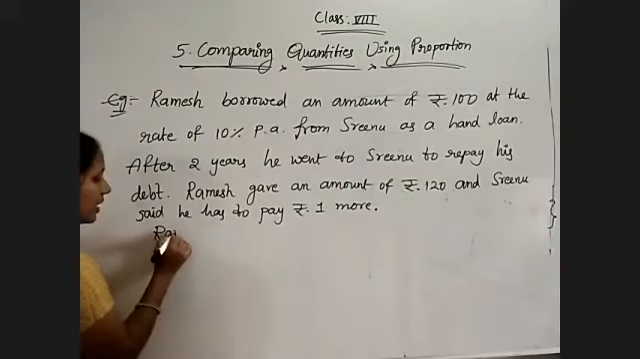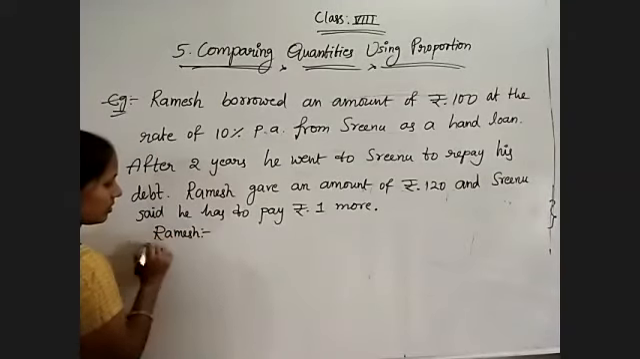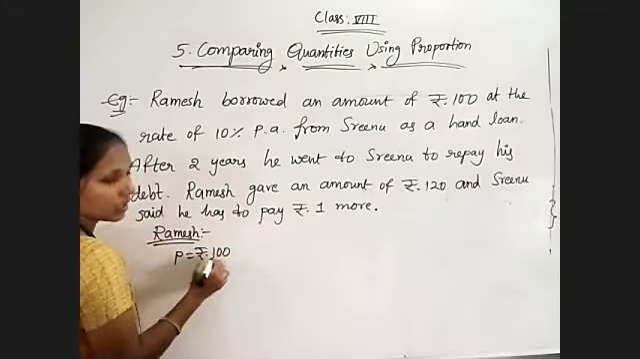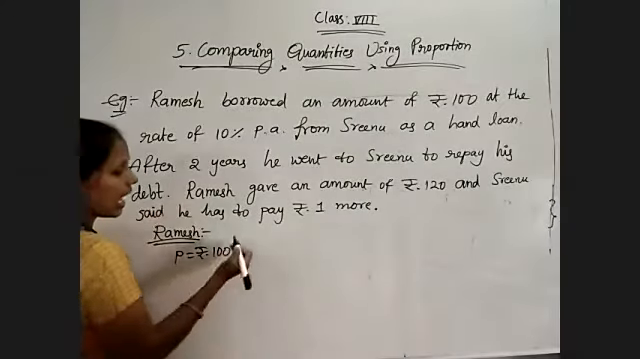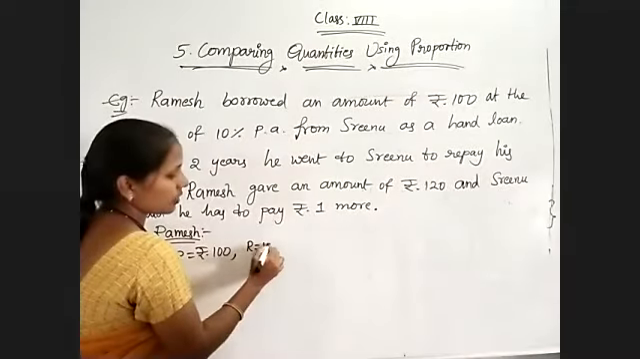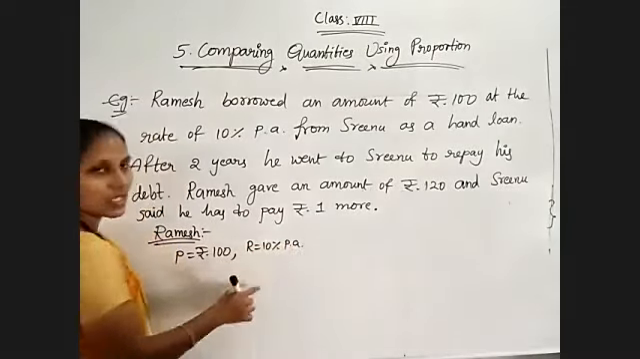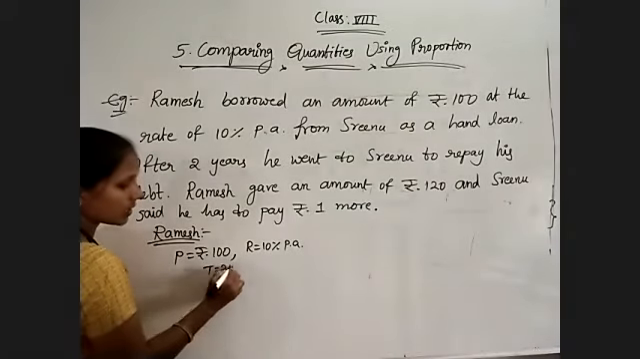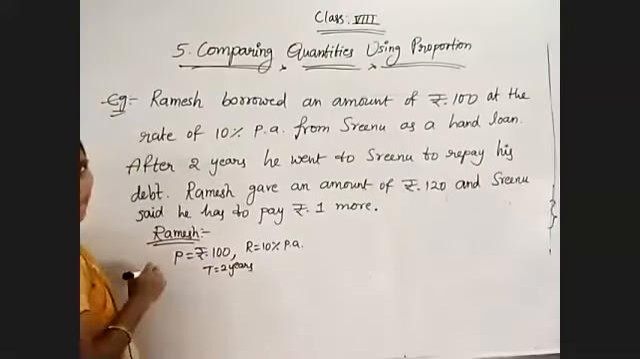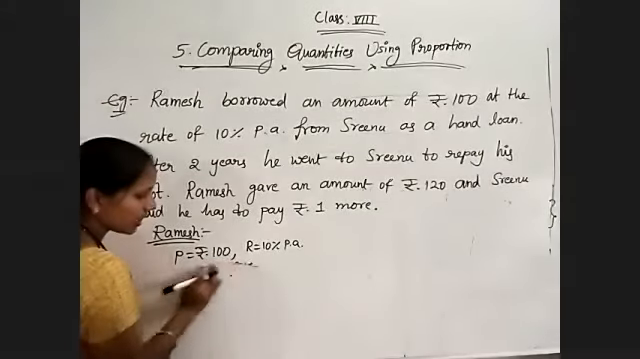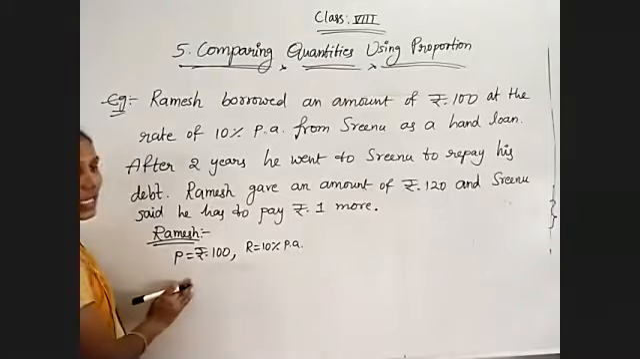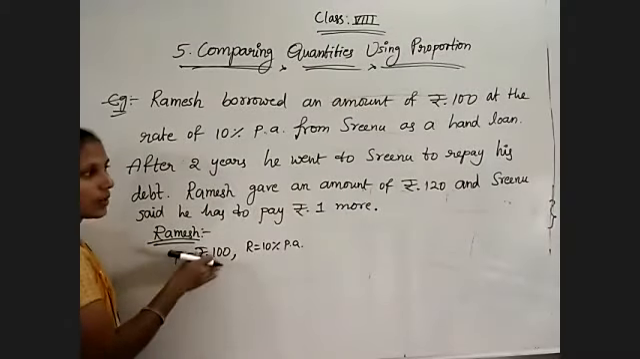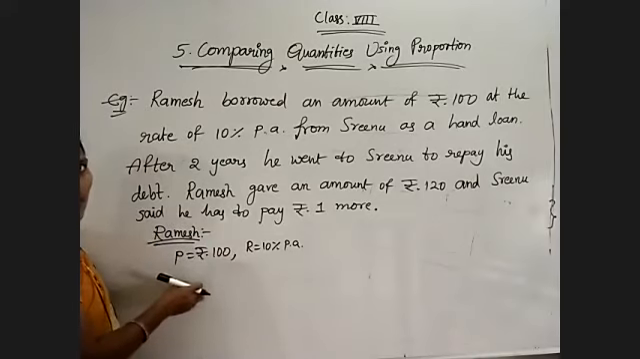So in case of Ramesh, principal is 100 rupees. The loan taken was 100 rupees, and rate of interest is equal to 10% per annum, since it is for 1 year. And T is given as 2 years. Okay, so keep this T aside. For the first year, what will be the amount we will find. After 1 year, how much he has to pay to Srinu. How he has calculated, we will see.